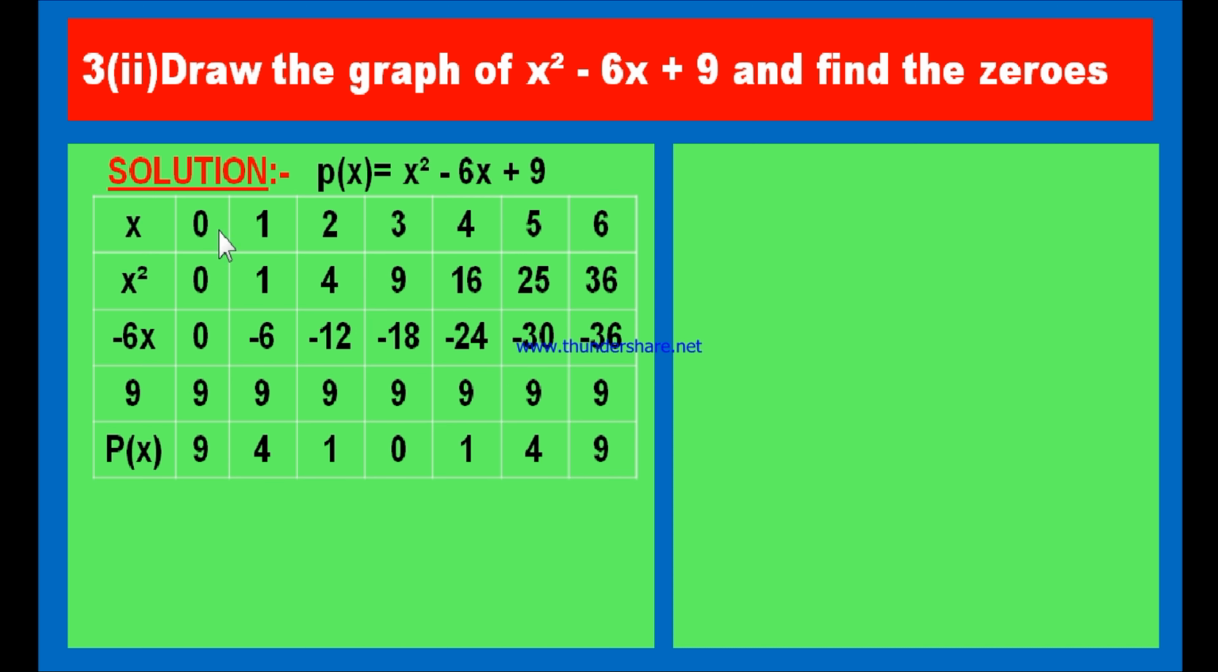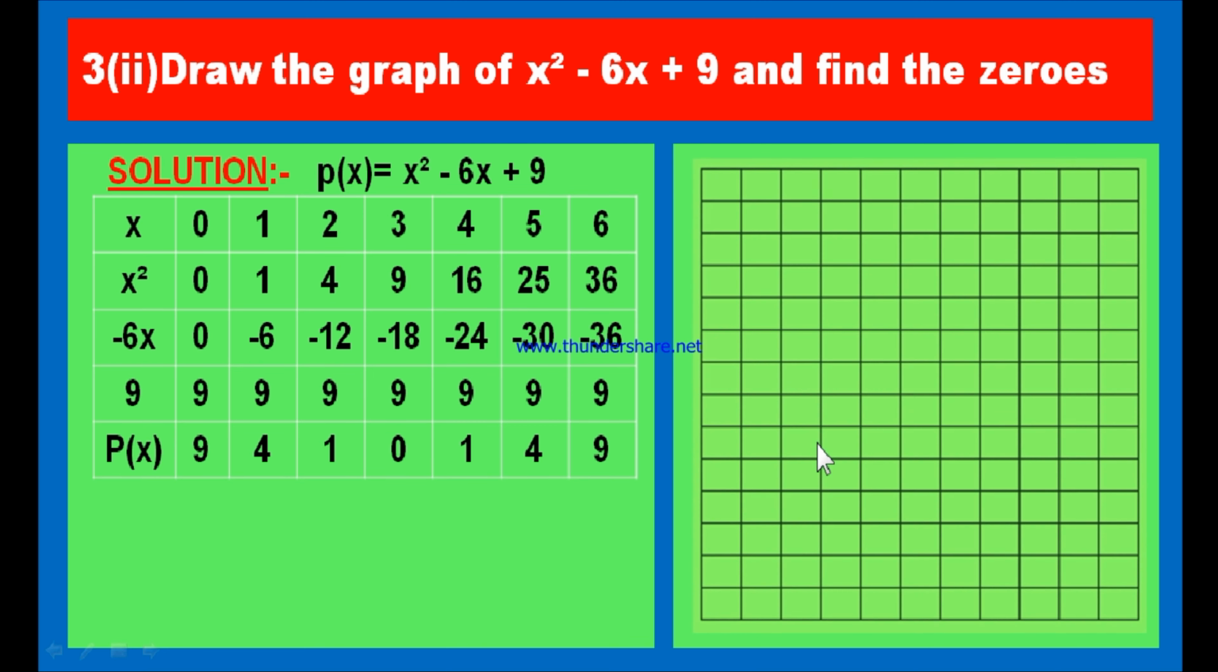The coordinates of the points are (0, 9), (1, 4), (2, 1), (3, 0), (4, 1), (5, 4) and (6, 9). You have to represent all these points on the graph sheet. First of all, take a graph sheet and draw a horizontal line of reference. Name it as x-axis. This horizontal line of reference is called x-axis.